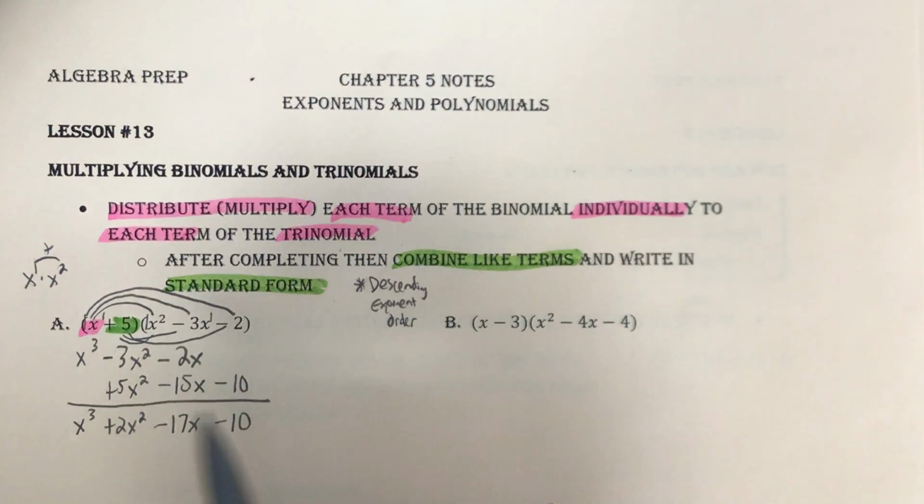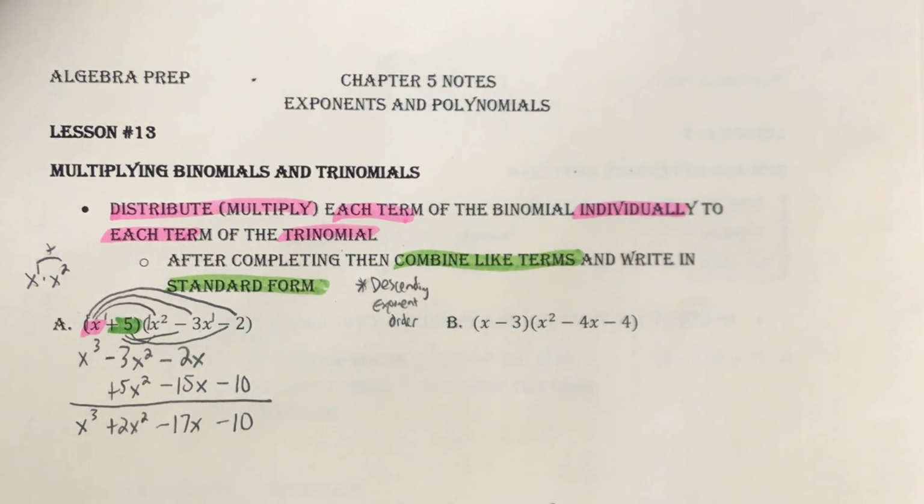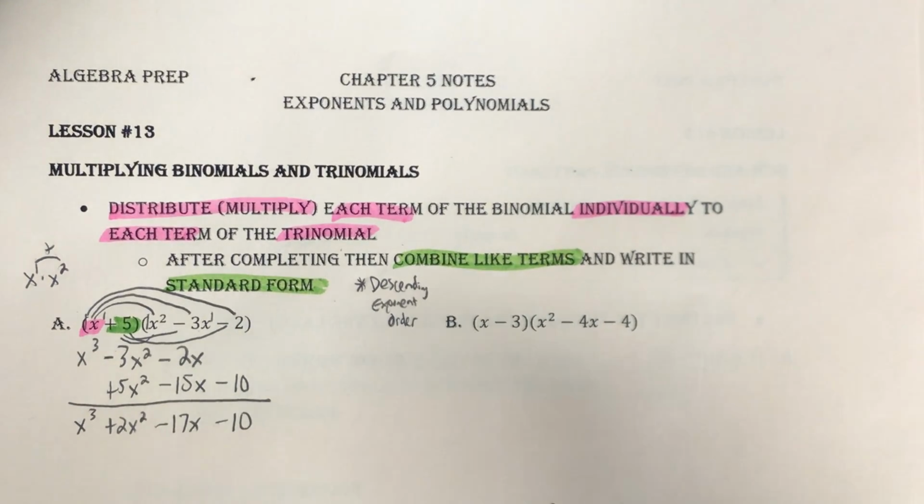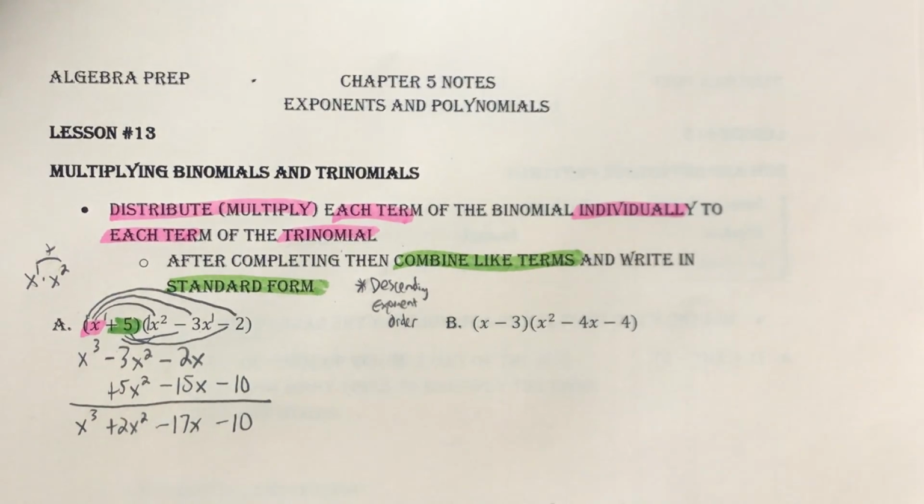So again, if my binomial and my trinomial were both in descending exponent order, that means this should be as well, but let's just check. My biggest exponent is 3, the next biggest is 2, the next is 1, and my constant is at the end, so that is in descending exponent order and would be my final answer.